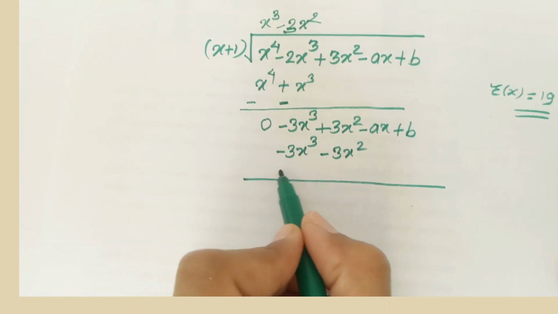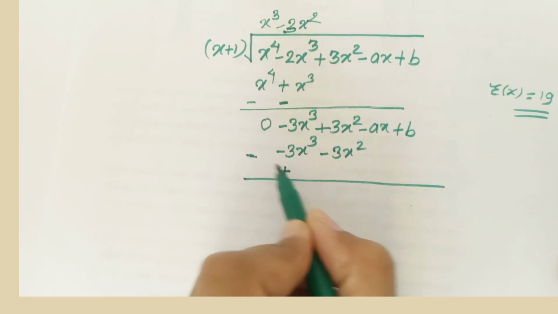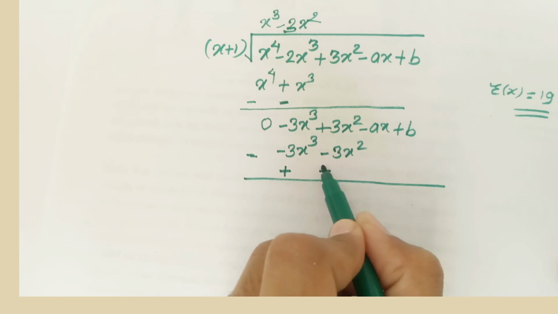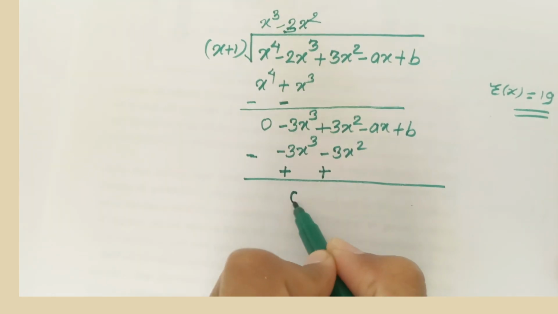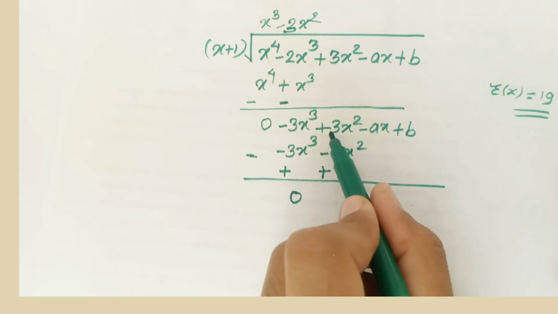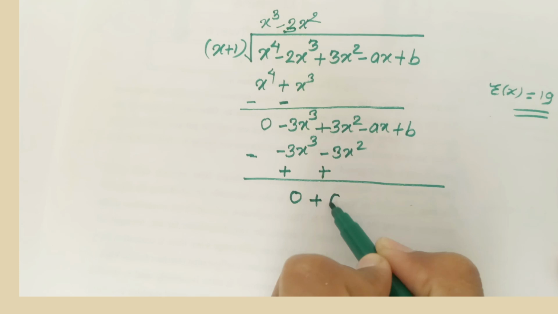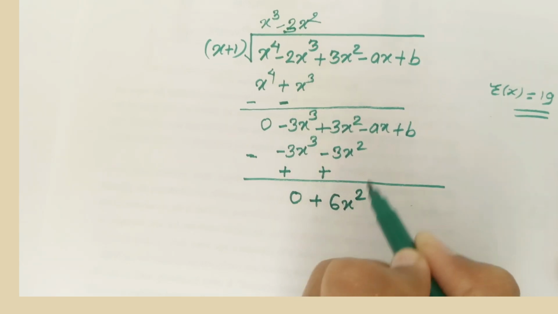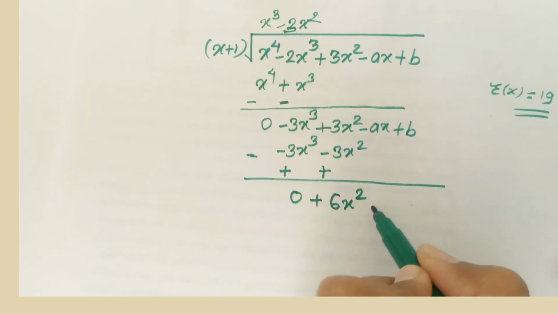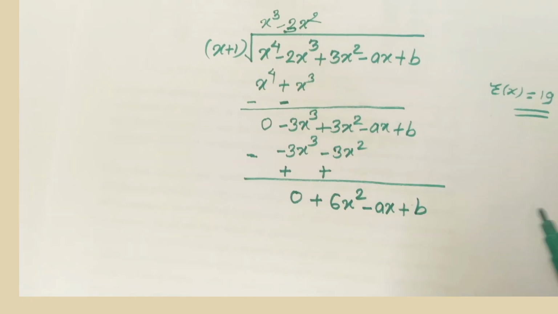Now subtract this term. If we subtract this term, then here minus into minus is plus, minus into minus is plus. So here the subtraction is 0. And here 3x square, 3x square. Here the symbol is plus, plus. So here the addition of this term is 6x square. And the remaining terms are as they are, that is minus ax plus b.